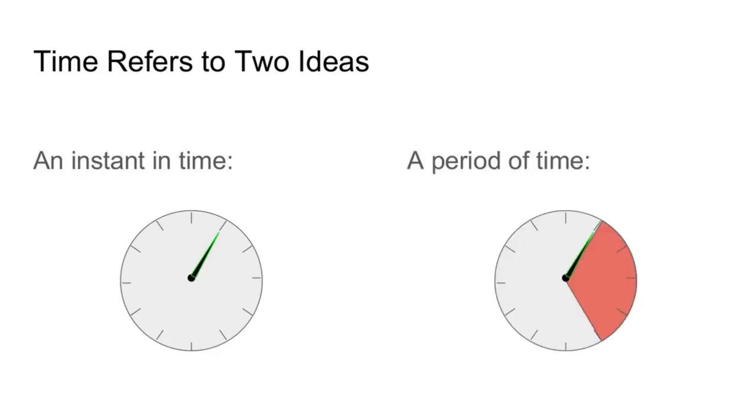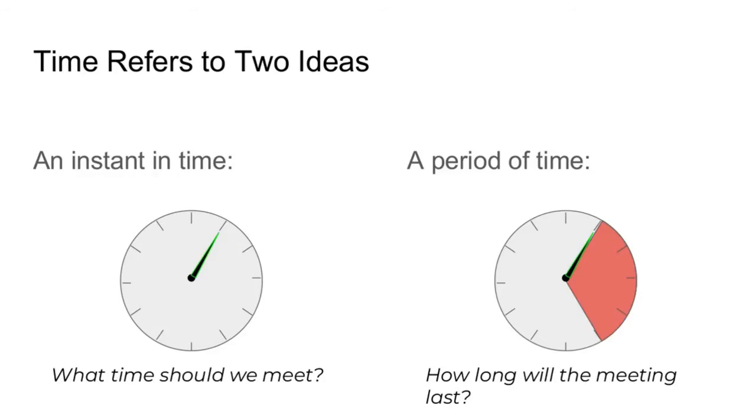What are they? How do they work? Well, we want to start by talking about time. In physics and in language, time refers to two ideas. The first is an instant in time. This answers questions like, what time should we meet? The second idea is a period of time. And that answers questions like, how long will the meeting last?